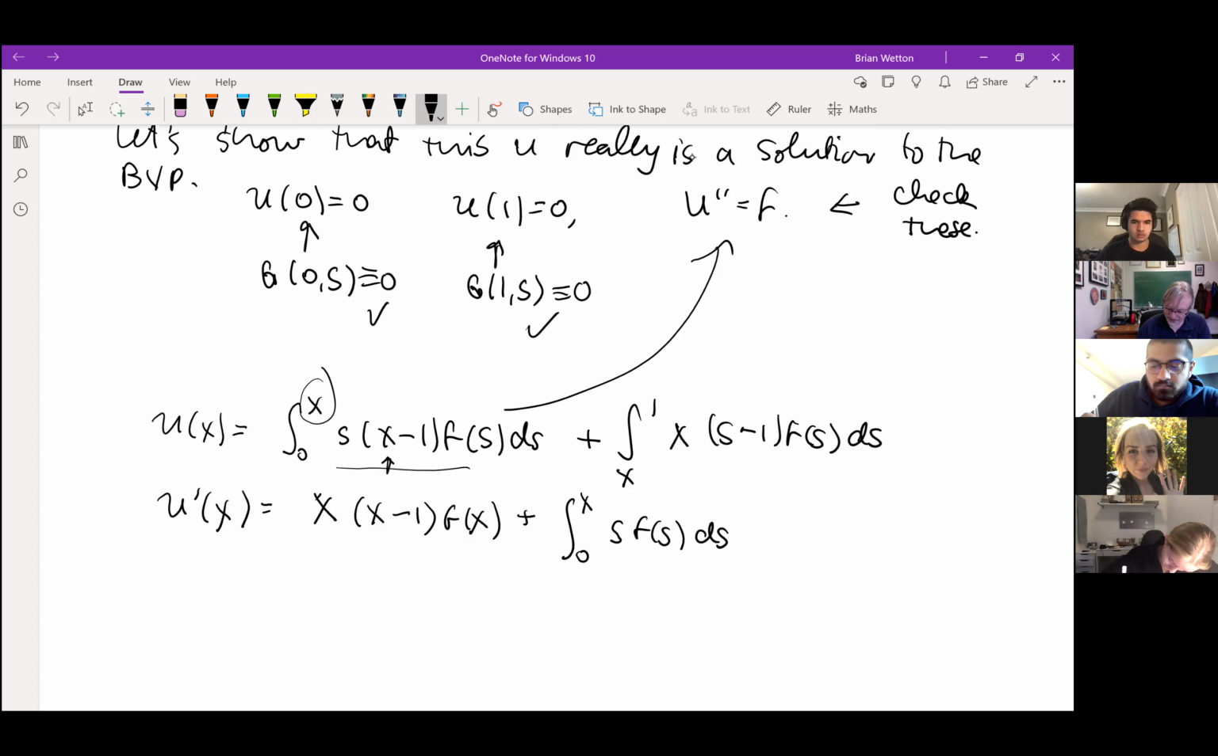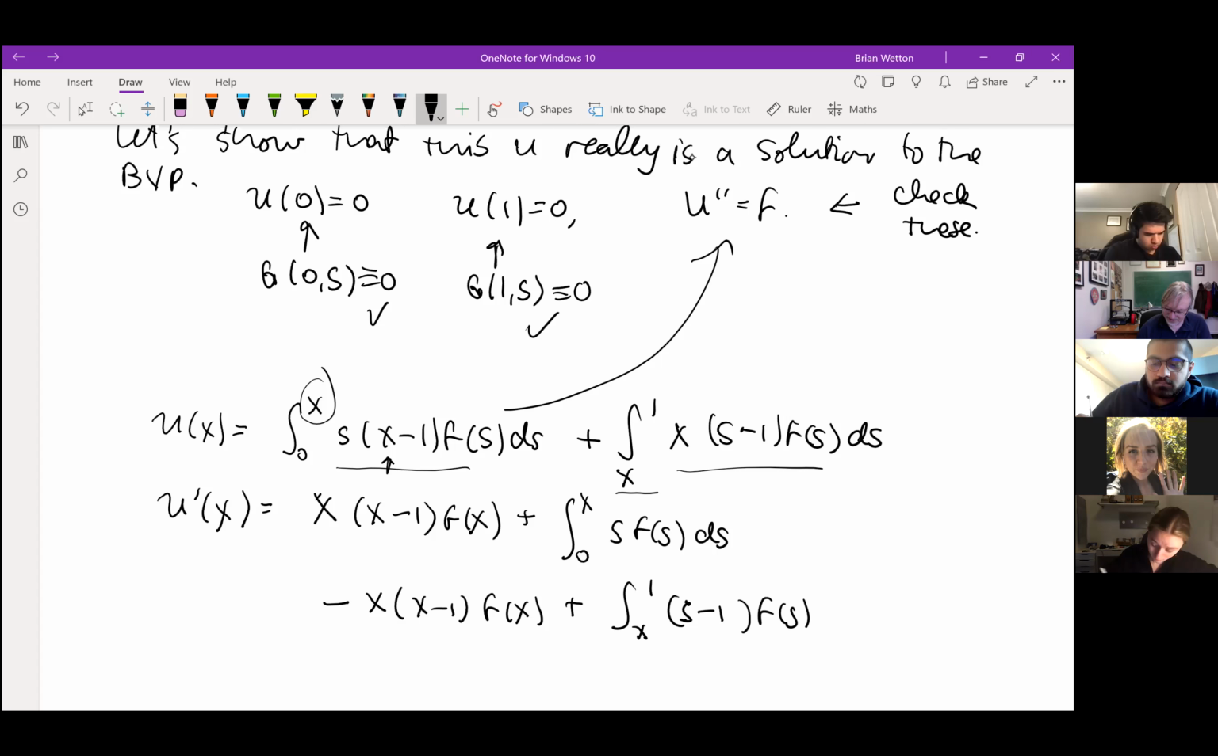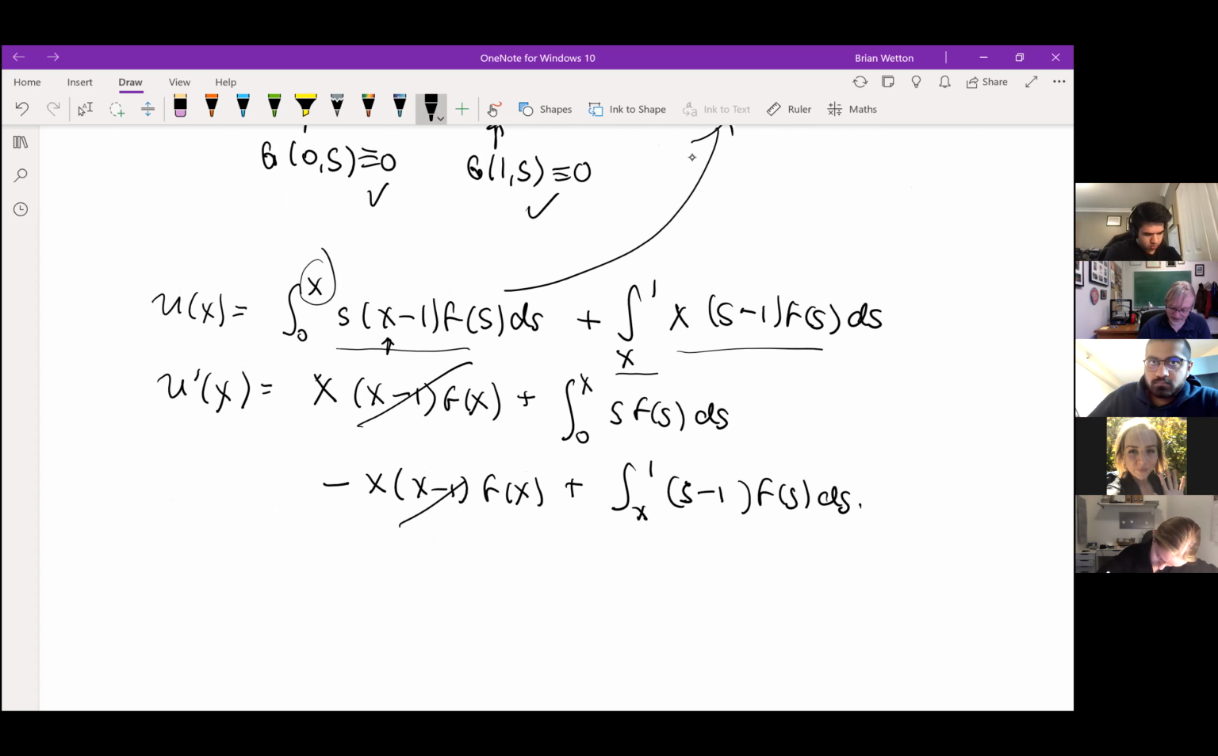Okay, in this one, I'm going to get the fundamental theorem of calculus, but with a negative sign. And that'll be x times (x minus 1) f of x. That's the value of the integrand at the lower limit of this thing. And then I'm going to get plus the integral from x to 1 of (s minus 1) f of s ds. And you'll notice these things cancel out.